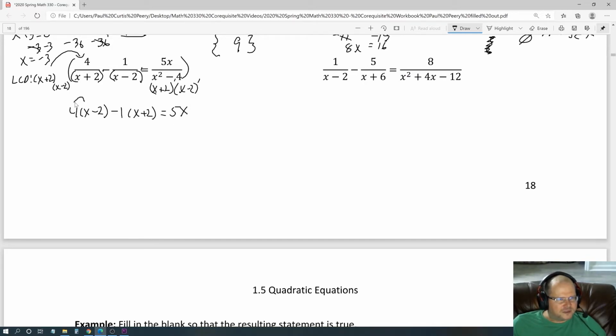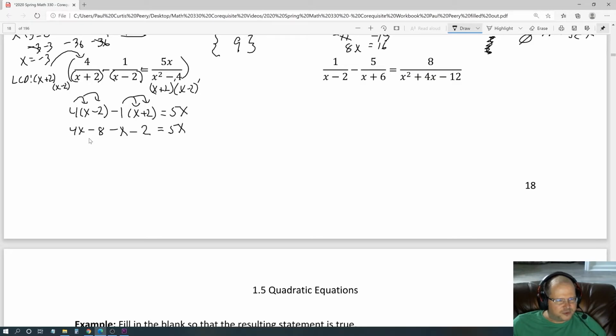Okay, so now after getting rid of the denominator, we distribute. So we say 4x minus 4 times negative 2 is negative 8. Then we distribute the negative 1. So negative 1 times positive x is negative x. Negative 1 times positive 2 is negative 2. And then we keep the 5x.